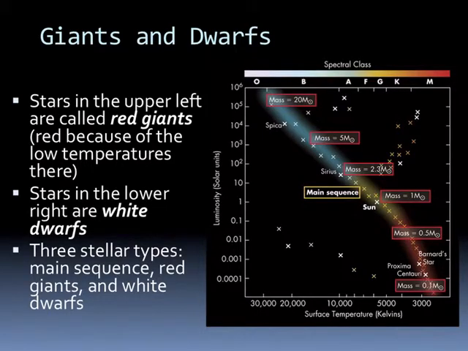Those stars in the upper right are called red giants. They're red because they're low temperature, and therefore they're going to be more red than white. Stars in the lower left, then, are white dwarfs. And so we have three stellar types: main sequence, red giants, and white dwarfs.